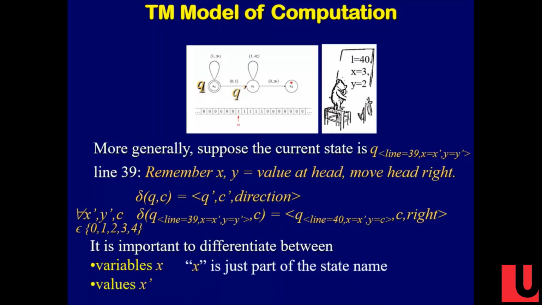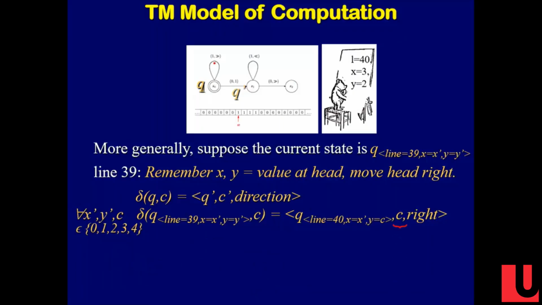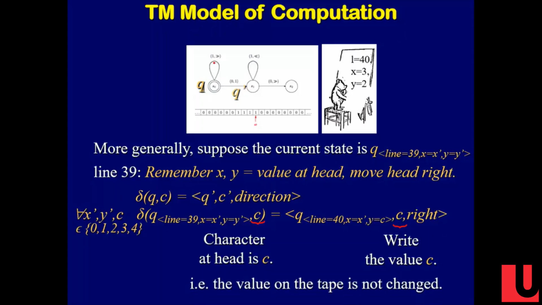Right? X is just part of the name of the state, while X prime is one of those values to fill into the table. So we can fill in the table fast. Everybody still good? And C is the value we're writing. That's the character we're reading. Oh, here, this is just telling us that we haven't changed the value. I said it, but it hadn't come on a slide yet.